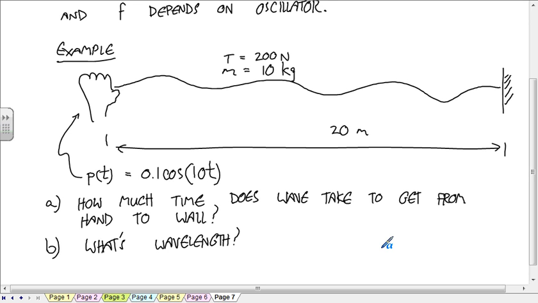What quantity do we have to figure out in order to figure out how much time it takes? What we need here is V. And then you can think of it as just like a 1D kinematics problem.